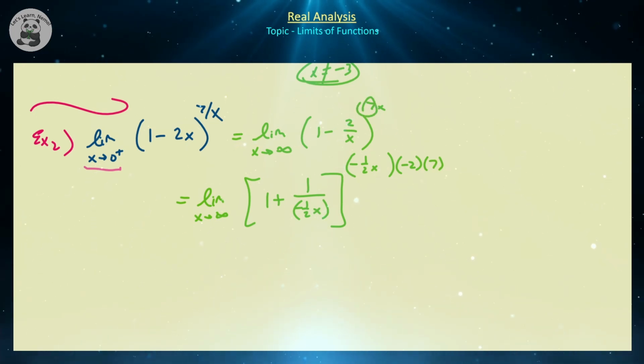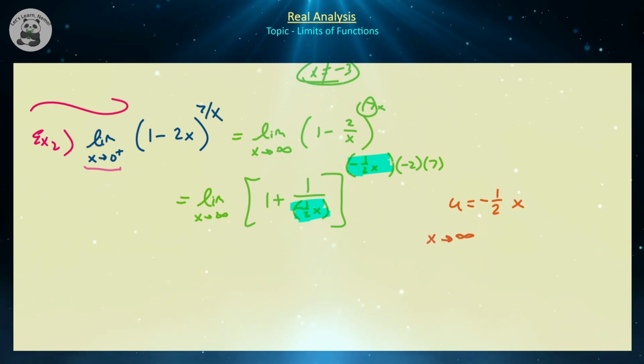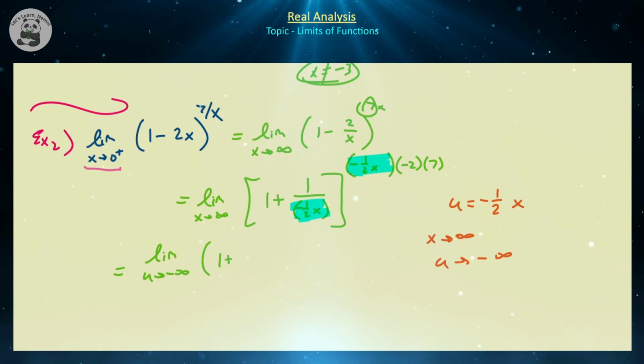So I'm practically focusing on this minus 1/2 x term, right? So using our properties of limits, keep in mind, if u is equal to minus 1/2 x, as x goes to positive infinity, this u is actually going to go to minus infinity. I'm just using a quick u substitution here. So once I do this, this is going to be equal to the limit as u goes to minus infinity of 1 plus 1 over u to the power of u times minus 14, right?